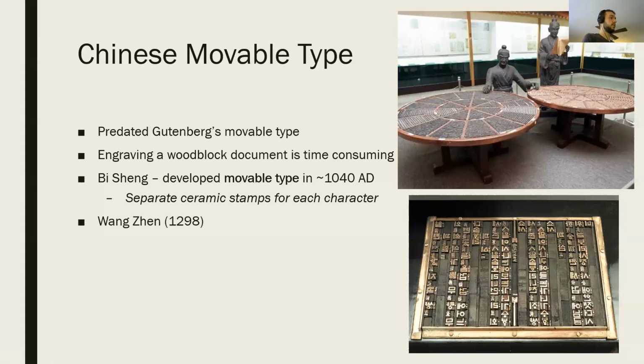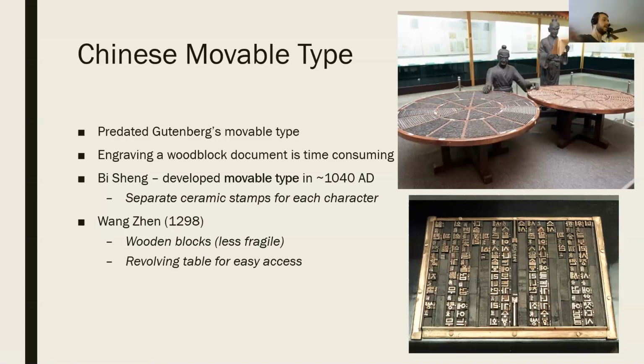And later, Wang Zheng, in around the year 1300, so still 150 years before Gutenberg, developed a set of wooden blocks. Bi Sheng's ceramic stamps were fairly fragile, but wooden blocks were much less fragile. They wouldn't break under the pressure of printing. That being said, the wooden blocks could get worn down over time after being repeatedly used. So that's something to be aware of too.